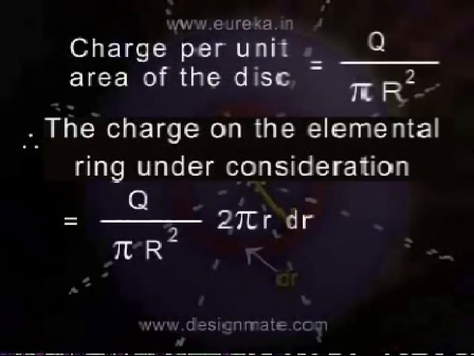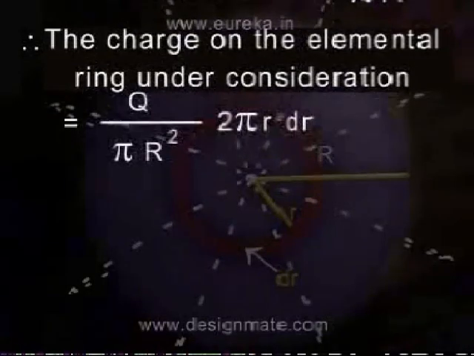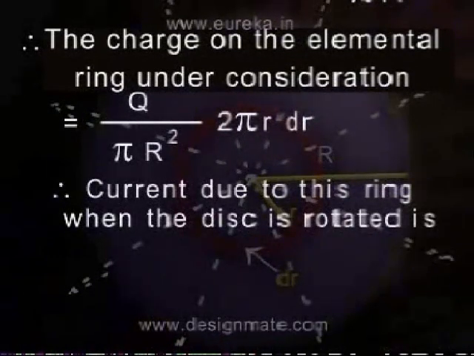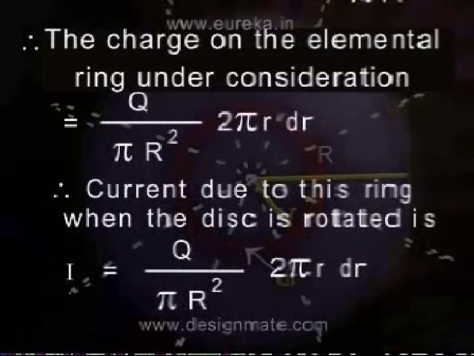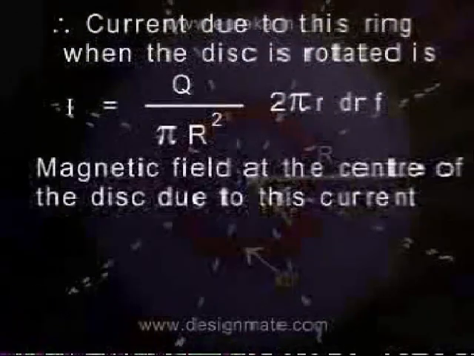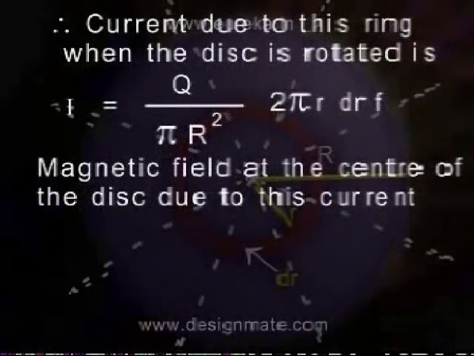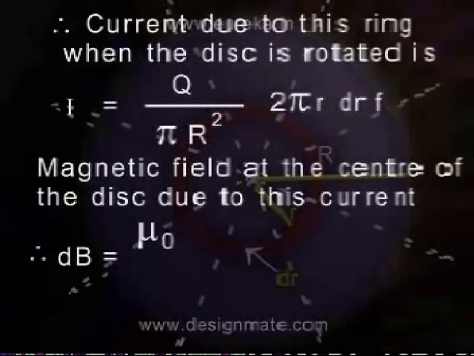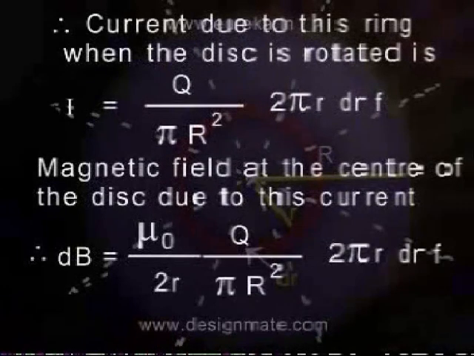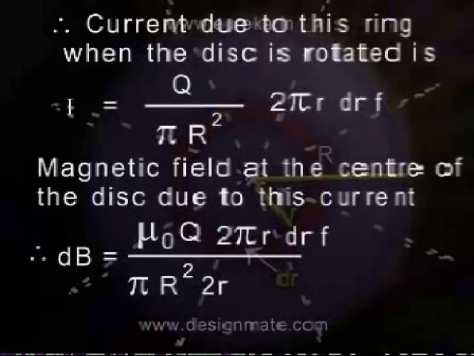Therefore, the current due to this ring when the disk is rotated is I is equal to Q upon pi r square into 2 pi r dr into f. The magnetic field at the center of the disk due to this current is equal to mu0 into I upon 2r. Therefore, dB is equal to mu0 into Q into 2 pi r dr into f upon pi r square into 2r.